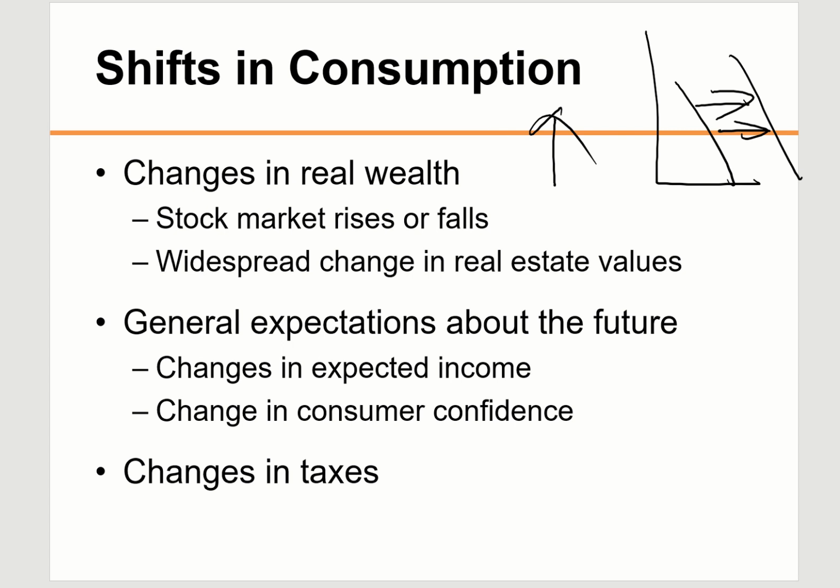Or there might be a widespread change in real estate value. So let's suppose all of a sudden there is a housing boom, then all the homes in America become more expensive, and for all those homeowners, their wealth just went up because their asset, their home, is now more valuable. So what do they do? People tend to take a loan against their house, or people tend to be more confident about their future. Then they'll be spending more money, and consumption goes higher.